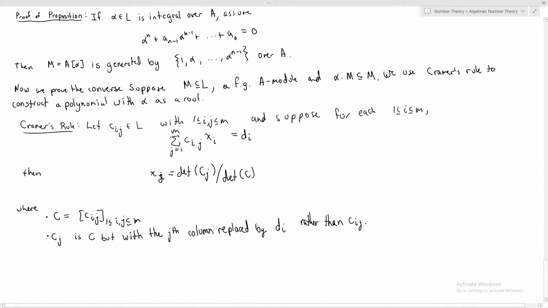Now, you do have to be a little bit careful here. There's a little asterisk here: provided that det C is not equal to 0. If you multiply this det C to the other side, then everything's still fine. This equation works regardless of whether det C is 0 or not.